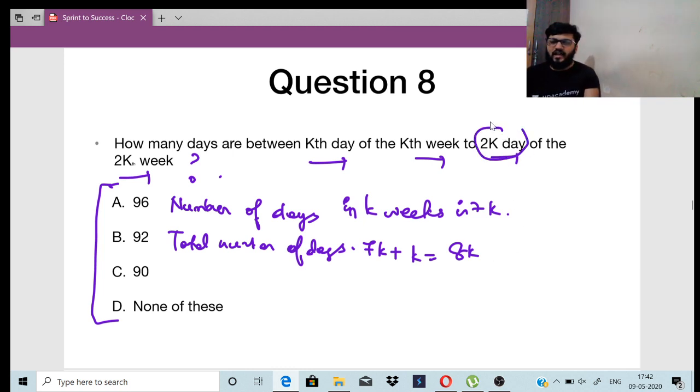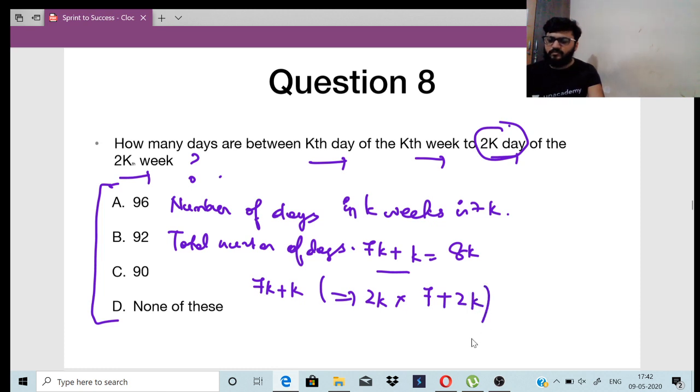So 2k days, what does 2k mean? Here it was 7k plus k. 2k means it will be 7k plus k into 2k, right? So this will become 2k into 7 plus 2k. Everyone getting it? For the kth day.